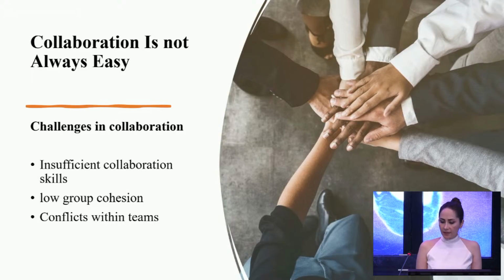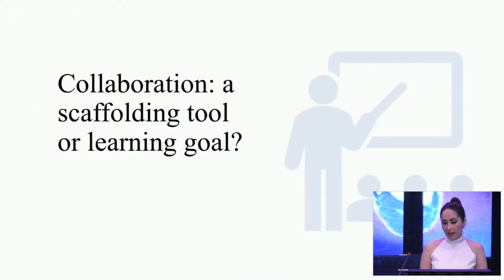Another key finding of our intervention is that collaboration is not always easy. Even though collaboration has clear benefits, it does not always guarantee superior performance due to challenges such as learners' insufficient collaboration skills, low group cohesion, or conflicts within the teams. In our study, students had limited experience with working in groups or working with virtual patients. This likely made collaboration more difficult for them, especially for complex cases. For collaboration to really work, students need preparation, clear group roles, and maybe even some training in how to collaborate.